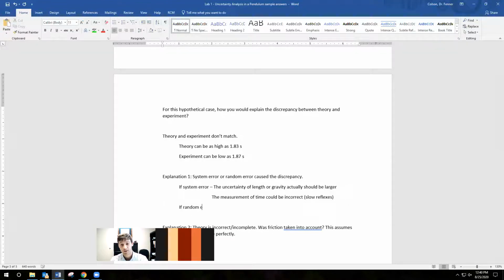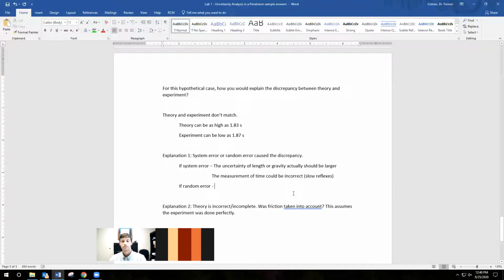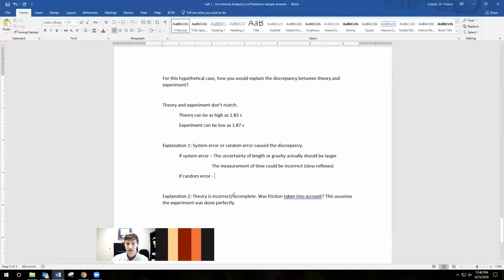And then if it's random error, that means that everything was measured perfectly, and it was just by complete chance that some fluke happened and you measured something extremely wrong. So if it's some random error, it's some sort of unusual event, or a rare fluke causing an extreme measurement.